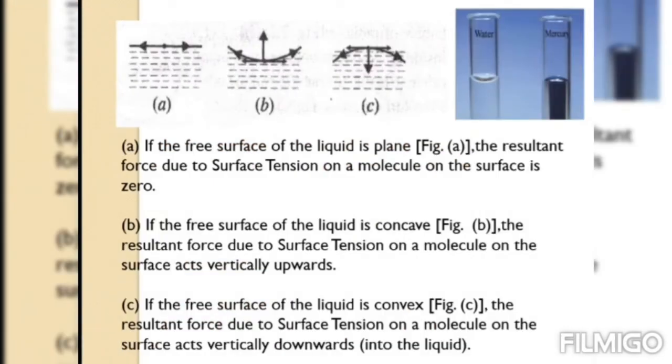In this figure, figure A shows the free surface of the liquid is plane, so the resultant force due to surface tension on a molecule on the surface is zero. Figure B shows the free surface of the liquid is concave, so the resultant force due to surface tension on a molecule on the surface acts vertically upwards. Figure C shows the free surface of the liquid is convex, and the resultant force due to surface tension on the molecule on the surface acts vertically downwards.